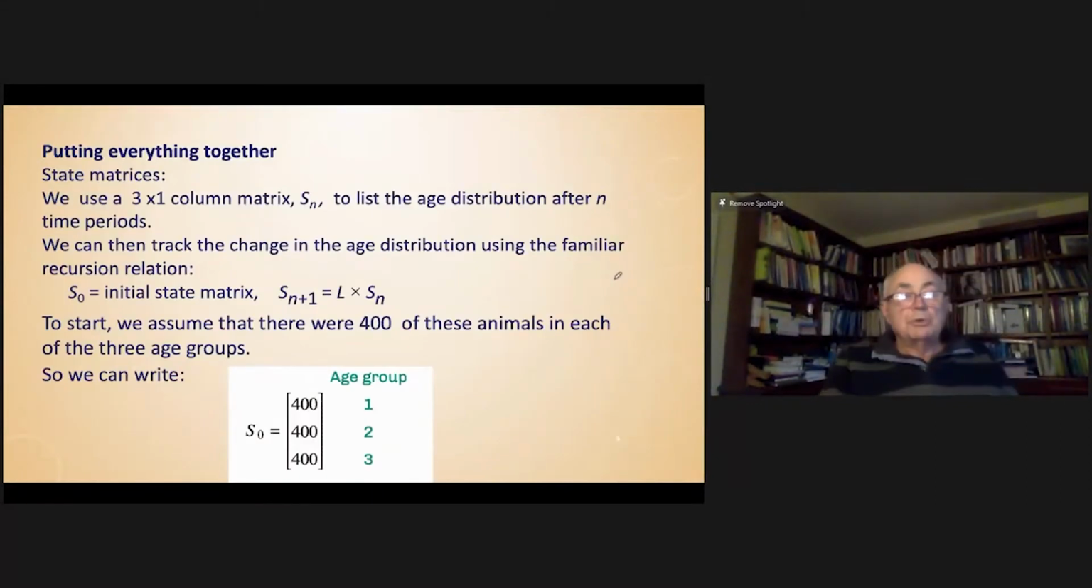So, all right, let's put it all together. We can represent the age distribution of this particular species by a 3x1 column matrix. And the S_n, capital S_n, which we're used to in transition matrices, is the age distribution after n time periods. Then if we want to track the change in the age distribution, we can use the familiar transition matrix recurrence relation that we've got.